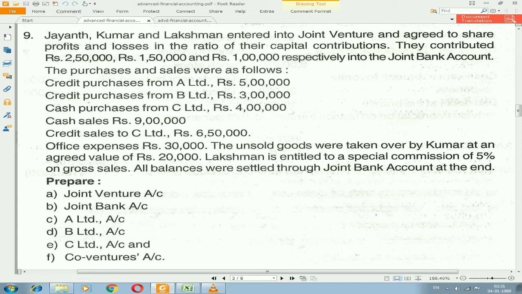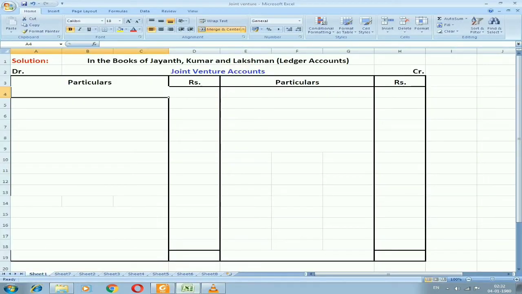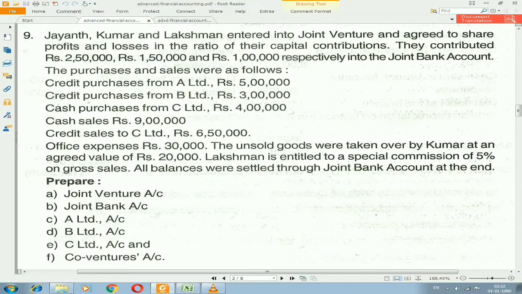So in this illustration, they have asked us to prepare three more accounts extra, which are related to sundry debtors and creditors. So let us start with the solution. The first account we are supposed to prepare is the joint venture account in the books of Jayant, Kumar and Lakshman, ledger accounts. On the debit side, we are supposed to record the expenditure. On the credit side, incomes.